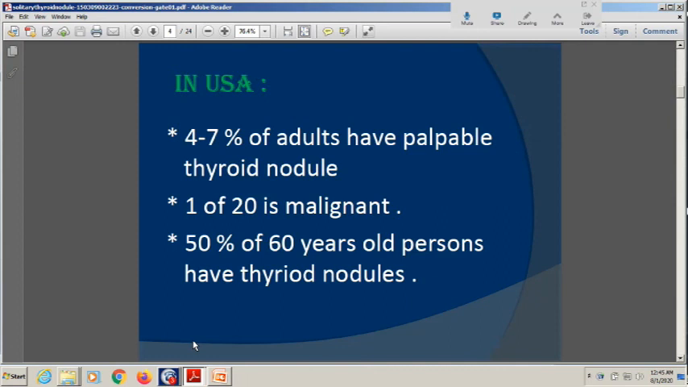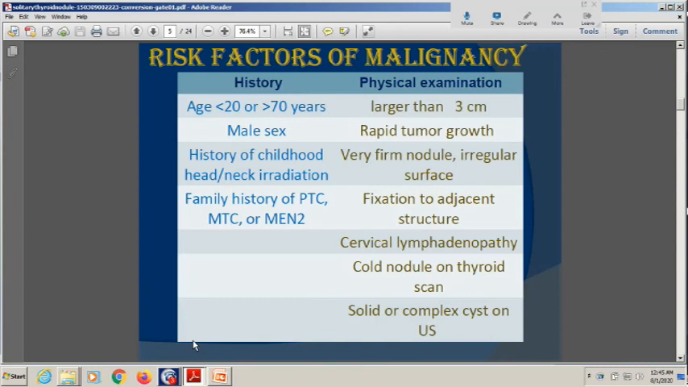Now, what are the risk factors? I already told, solitary nodules are important just because there is a very high chance of turning into malignancy. So what are the risk factors for malignancy of a solitary nodule? It is bimodal, that means either less than 20 years or more than 70 years.